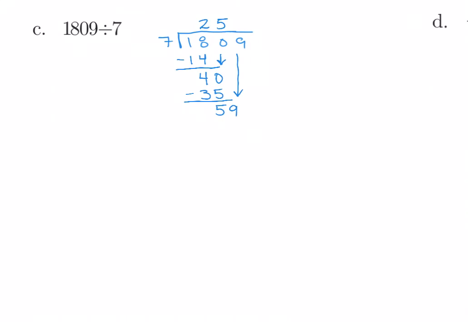Bring down our 9. 7 goes into 59 8 times. 8 times 7 is 56. Subtract, we get 3. That is our remainder. So our final answer is 258 with a remainder of 3.